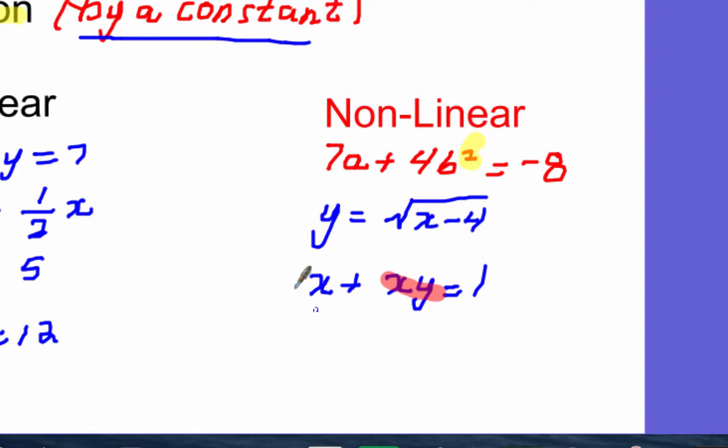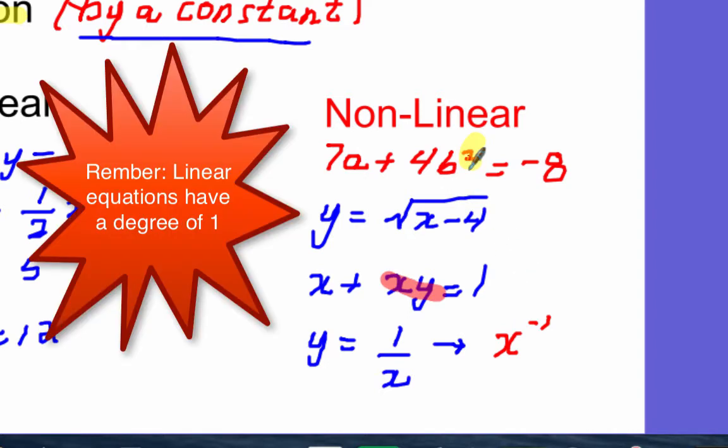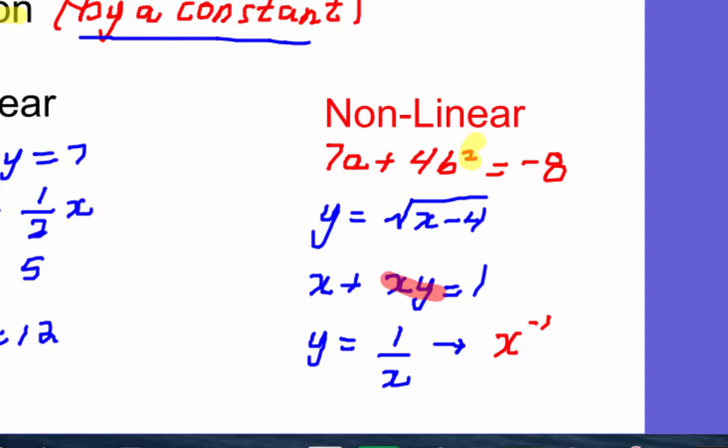One more example, when we study rational functions and reciprocal functions: 1 over x. That's the same as x to the negative 1, so that power is not 1 on x. So hopefully now you see the difference between the two types of equations. Okay, so let's keep moving on.